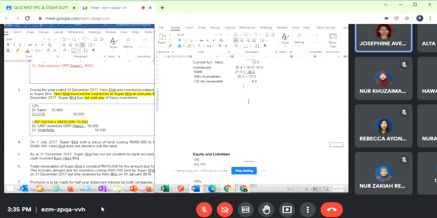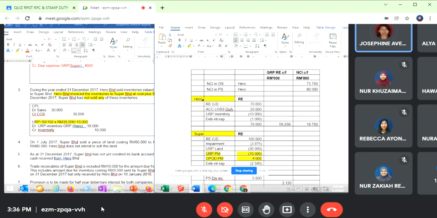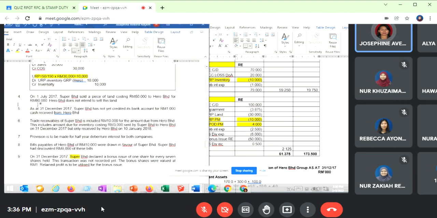And then you go to the retained profit. We go to retained profit of Hero. So you go to your template, you go to Hero. The retained profit is going to be reduced with the unrealized profit of 10,000. So we are only concerned about these two. When it comes to CPL, then you will make adjustment to the trading account portion of the statement. Okay, we go to number 4.